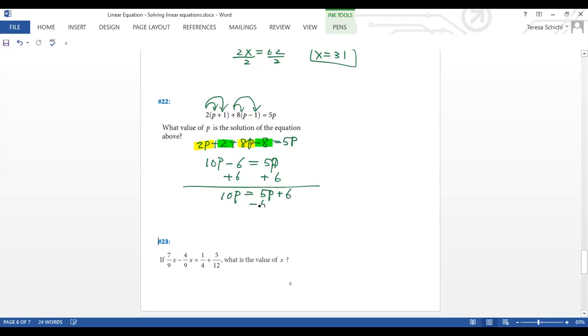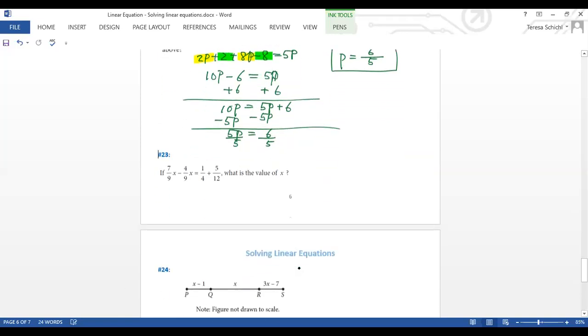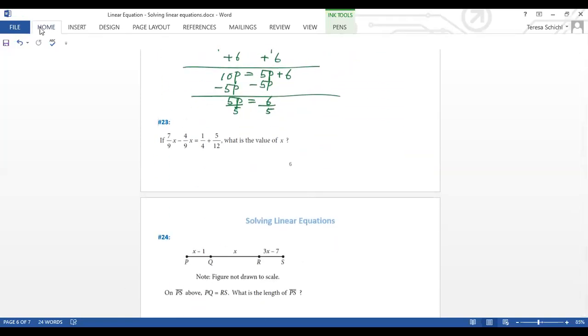So you have 10p equal to 5p plus 6. Then you minus 5p, minus 5p. So what do you have here? You have 5p equal to 6. Then you divide by 5, divide by 5. What you have here is p equal to 6 over 5. Okay, now let's go to the next one.